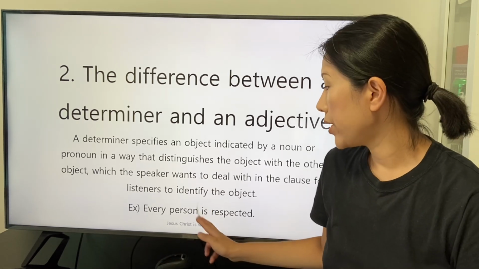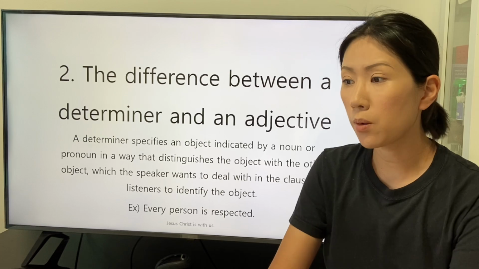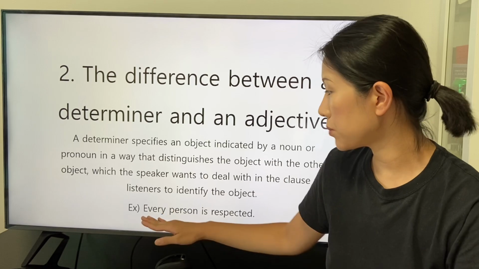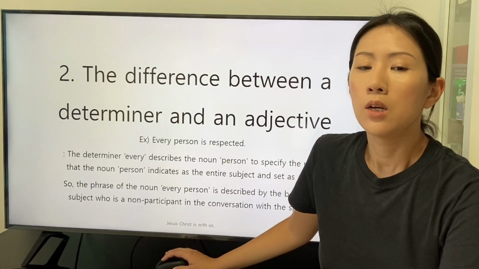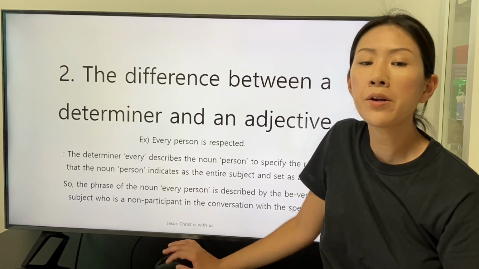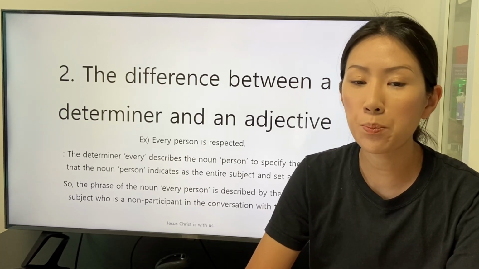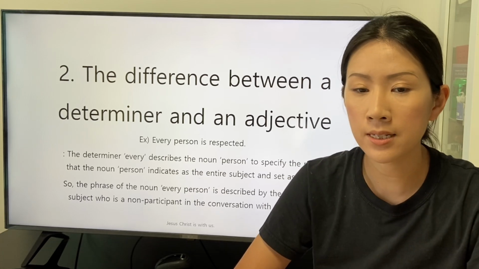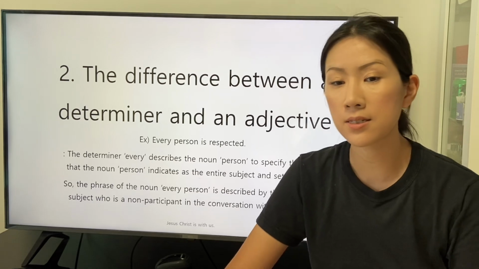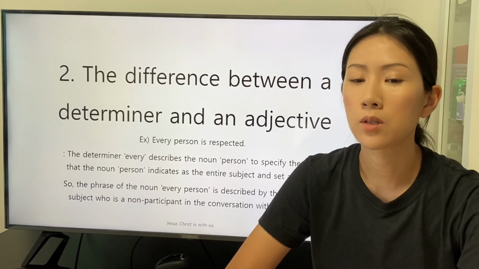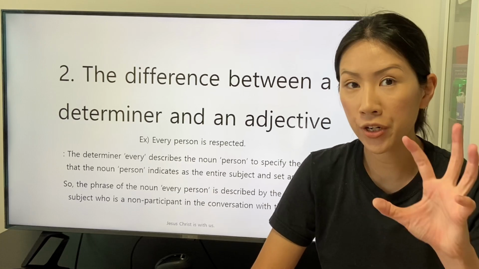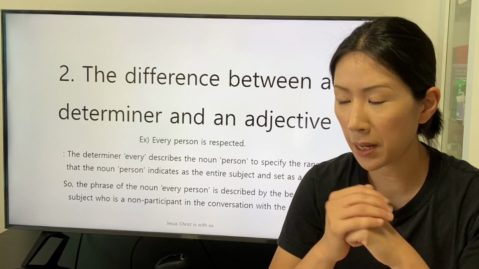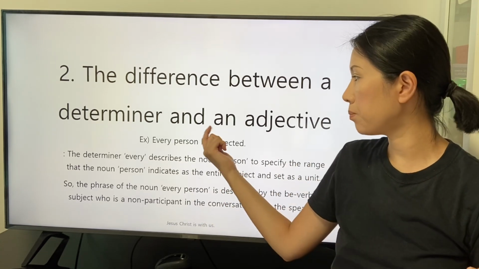We can understand the reason why the speaker applies the form of the be verb is to describe the subject, every person. The determiner every describes the noun person to specify the range that the noun person indicates as the entire subject, which is set as a unit or a group that shares the same feature about being described by the be verb is.